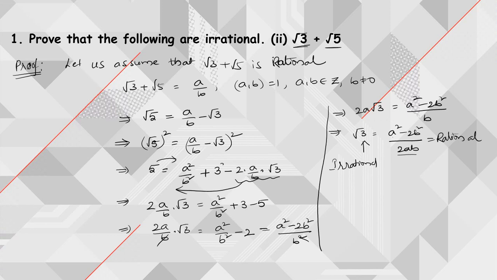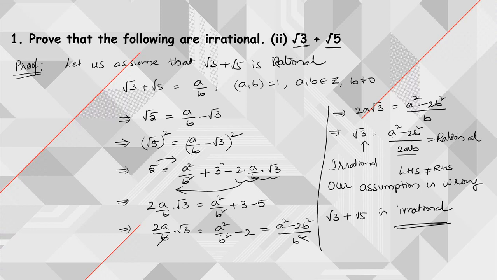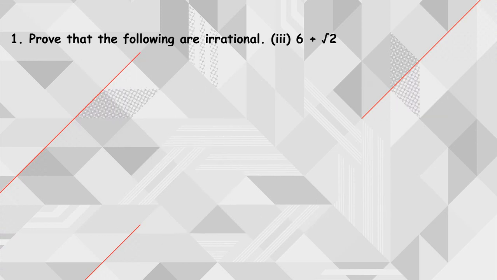If you observe the left hand and right hand sides, the left hand side is irrational and the right hand side is rational. So irrational cannot be equal to rational numbers because they are disjoint sets, right? Now from this we can say LHS is not equal to RHS. So our assumption is wrong. So from this we can say root 3 plus root 5 is irrational. So likewise you can prove this. Next, moving on to one more question.